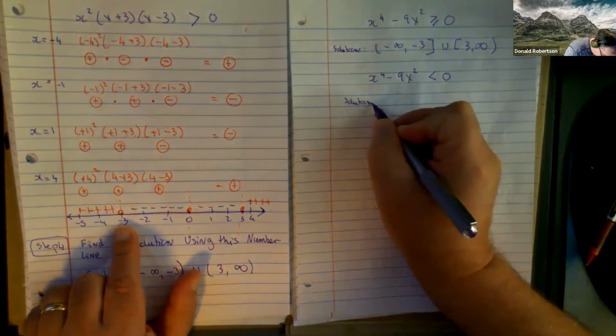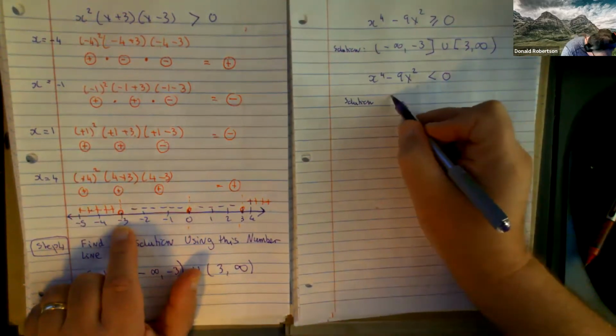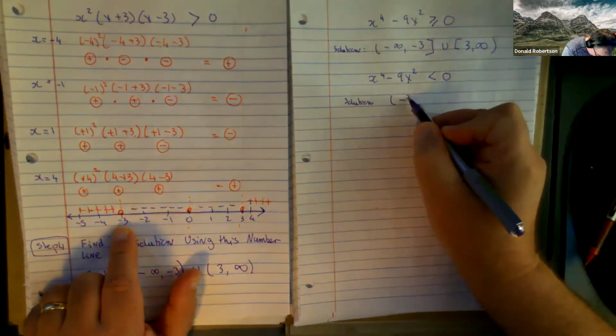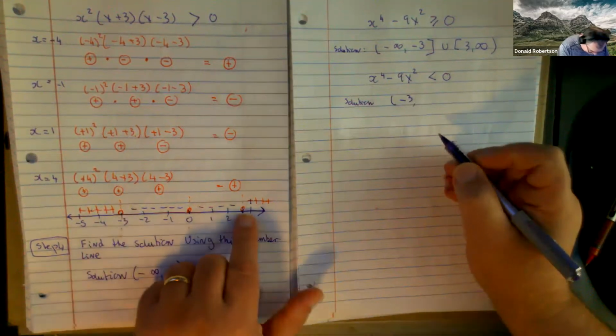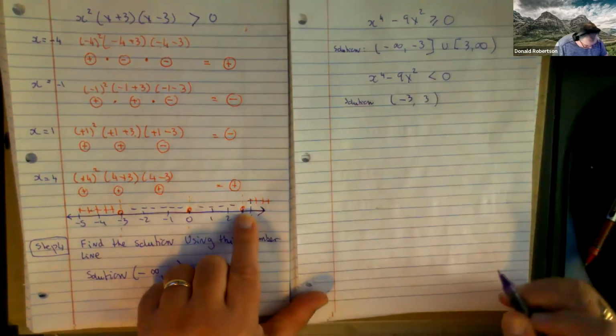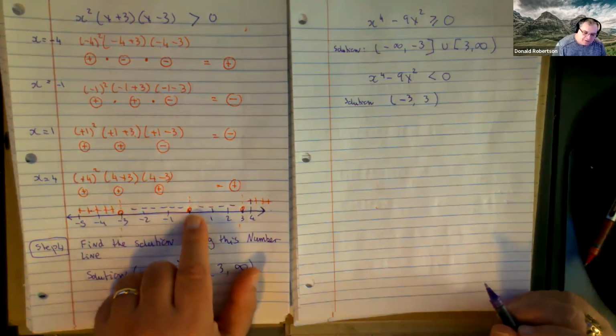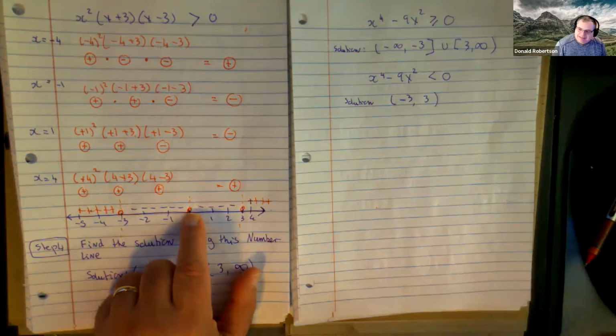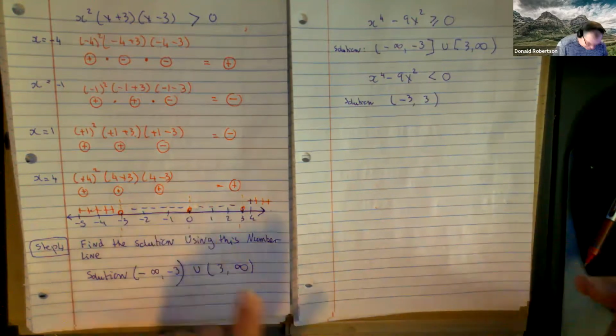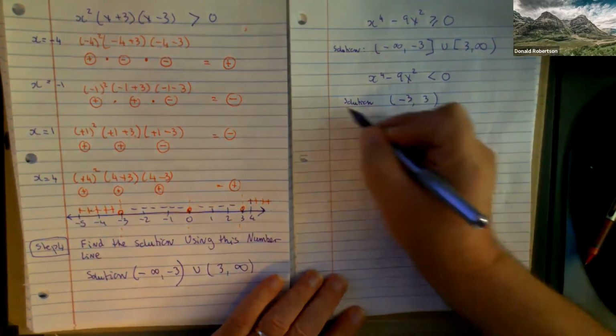Now, if you're looking for when it's negative, let's see if we can figure that out. Well, this is the wrong answer. Oh, everybody from -3 to 3, it's negative. Well, not quite. At x equals 0 isn't the answer equal to 0, and therefore you can't use it. So that's the wrong solution.